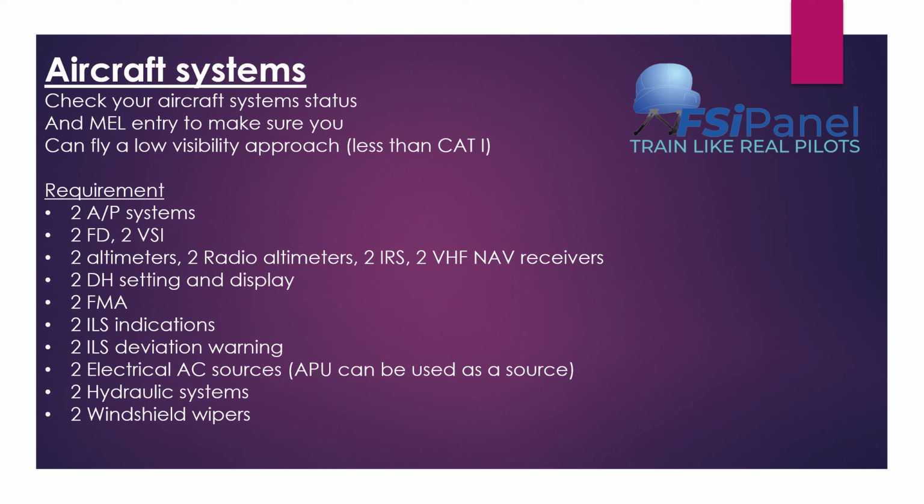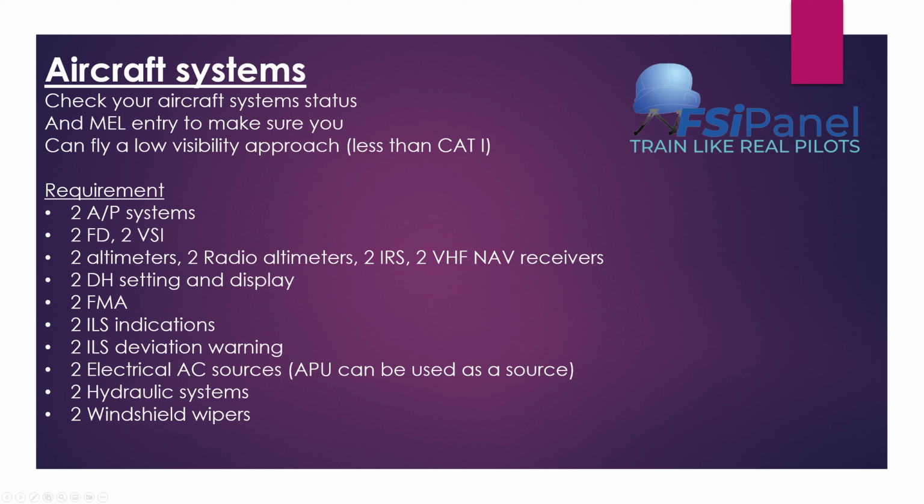We need the decision aids setting and display. You need the flight mode annunciator to be able to see the flare, to be able to see the retard, everything. ILS receiver and indication 2. You need 2 AC sources, electrical AC sources. That's as well very important. If you lose a generator, then APU can be used as a source. We will give it a try now to see if the PMDG 737 is simulating that. Finally, 2 hydraulic systems and 2 wipers. If one of those is missing, you cannot legally fly an LVP approach. So be careful with that.